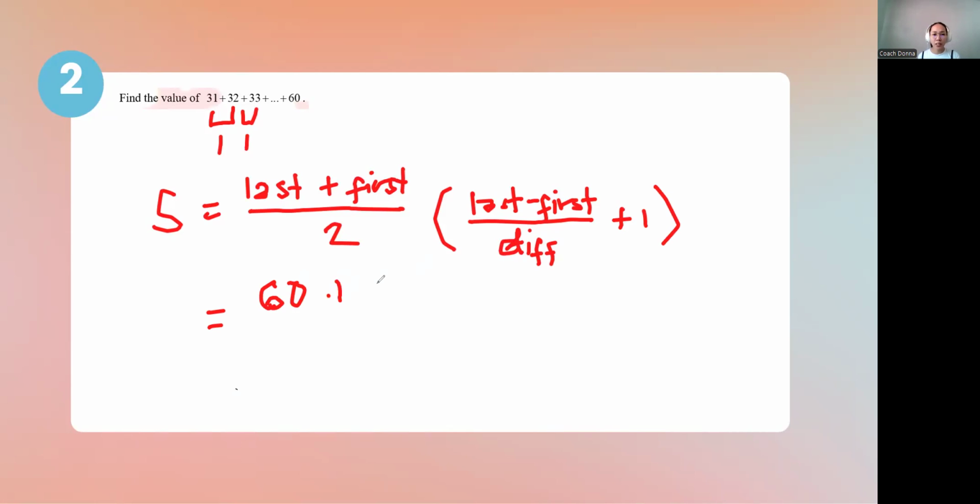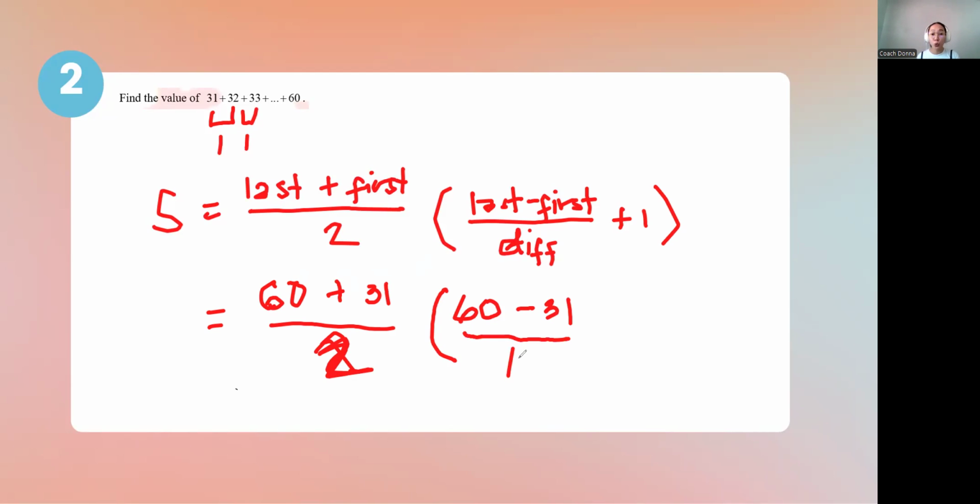What we know is that the last number is 60 and the first number is 31. Then divide that by 2. Copy the 2, because that's our formula. The last number is again 60, the first number is 31, and the difference is just 1. We can also choose not to write it anymore. Plus 1. From there, 60 plus 31 is 91 divided by 2. Let's not divide it yet because it will result in a fraction. 60 minus 31, you'll get 29. Plus 1, you'll get 30. 30 divided by 2, you will get 15.